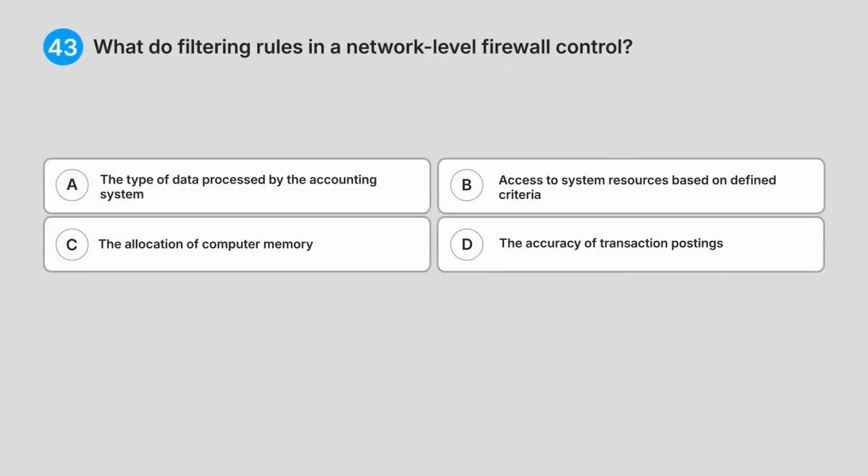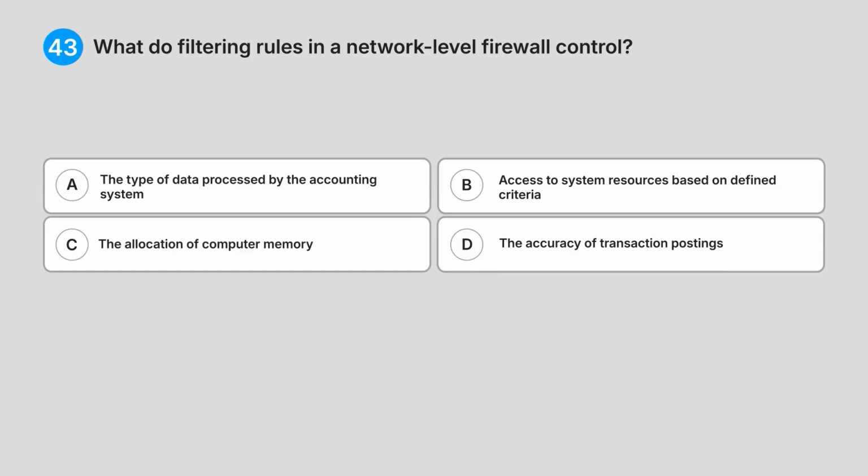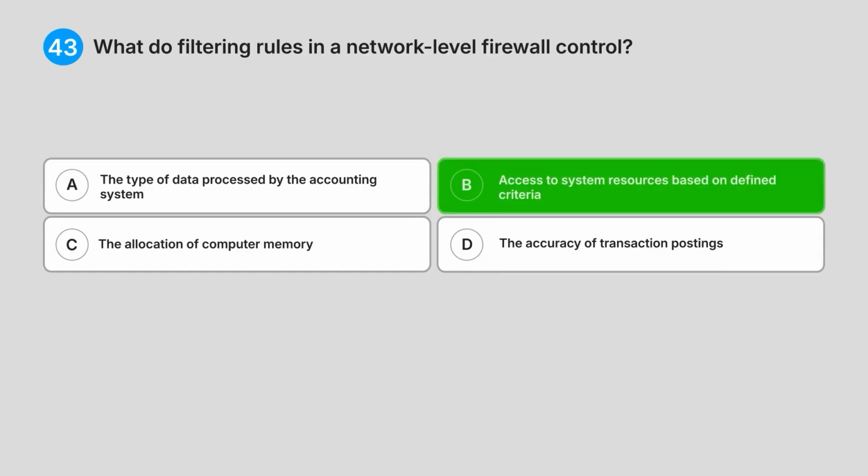43. What do filtering rules in a network-level firewall control? A. The type of data processed by the accounting system. B. Access to system resources based on defined criteria. C. The allocation of computer memory. D. The accuracy of transaction postings. Do you know the answer? Correct answer: B. Access to system resources based on defined criteria.